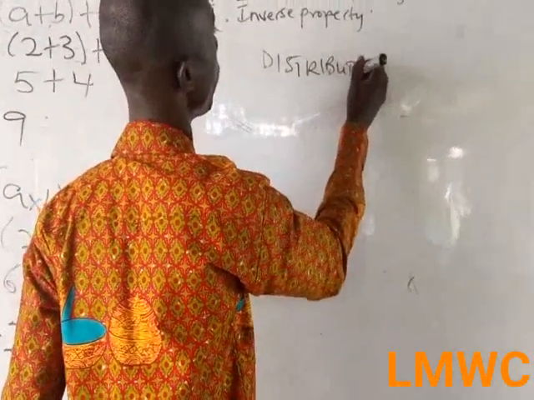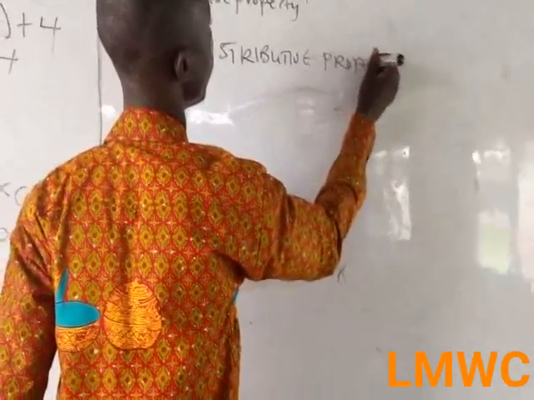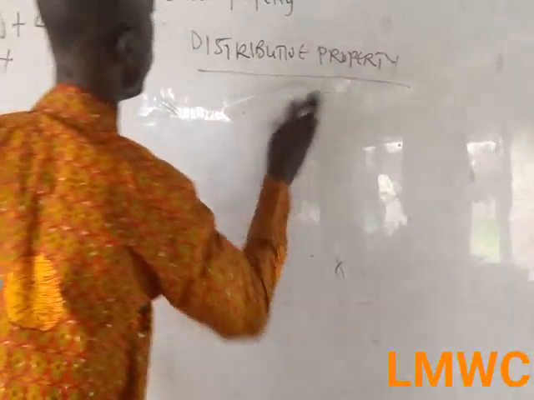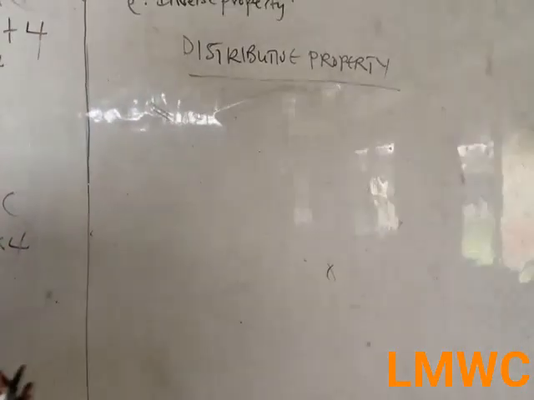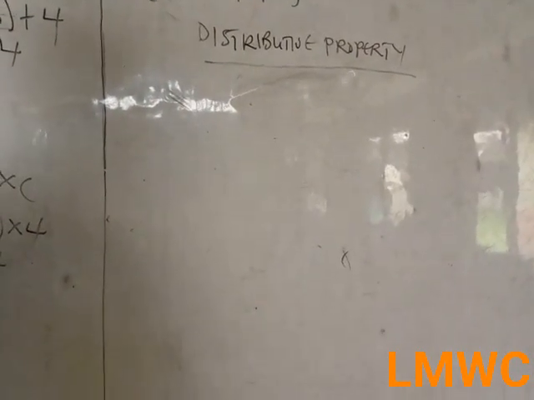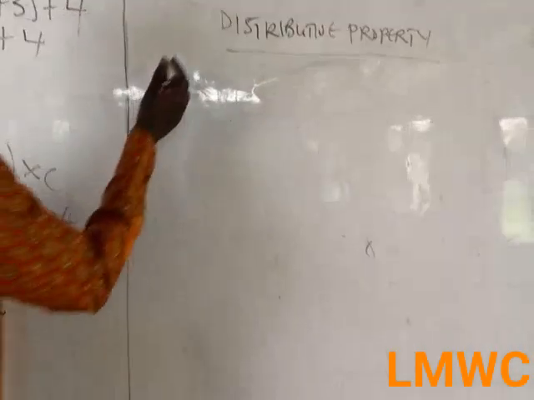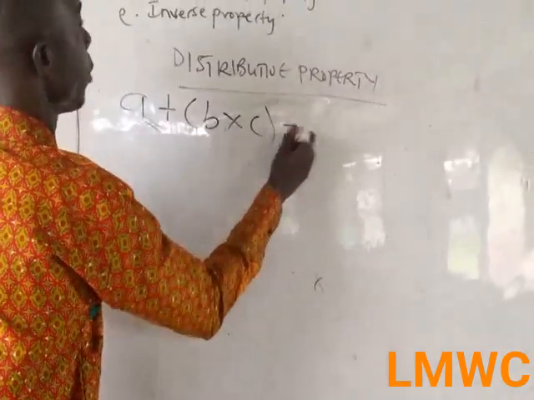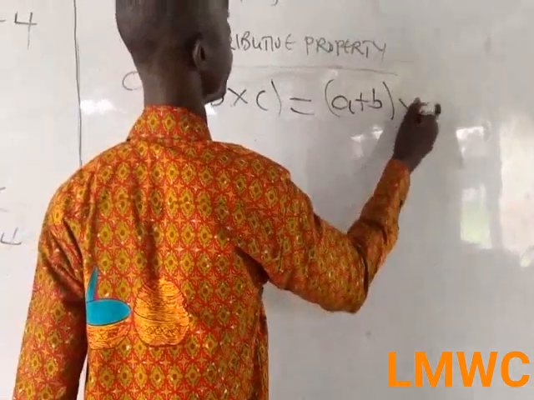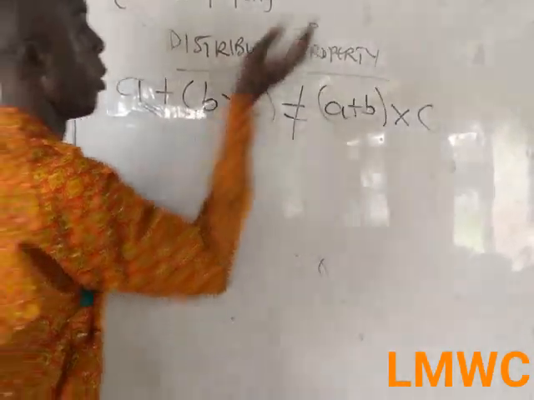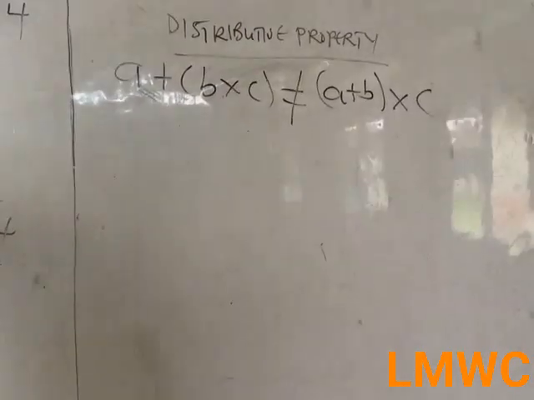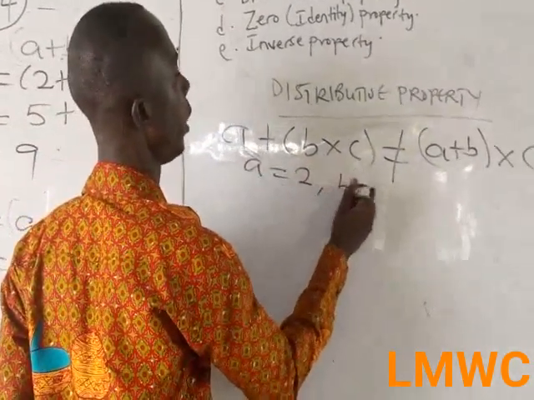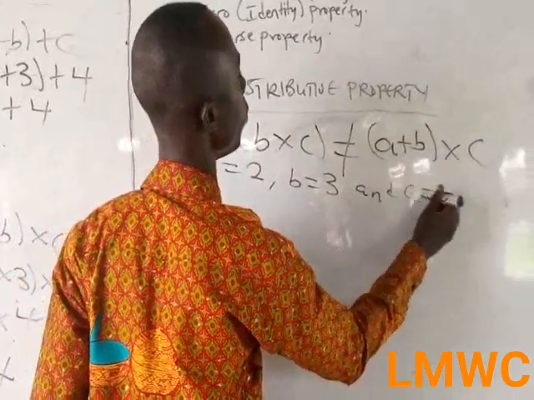Distributive property. So distributive property, it involves two main operations. It involves addition and multiplication. So it's represented as a plus b times c is equal to a plus b times c. This is distributive. Always this side is not equal to this side. Let's use the same example. 2, 3, 4. Giving a as 2, b as 3, and c as 4.